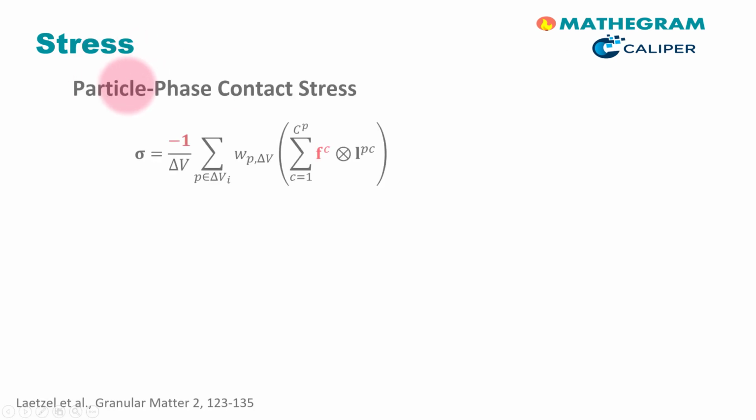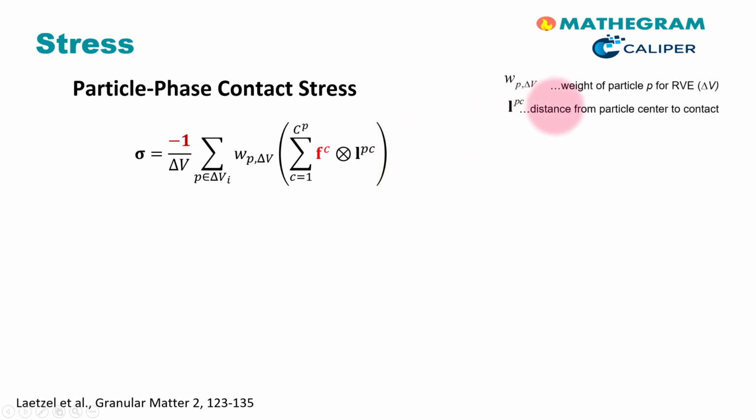So let us dive into how this can be done. You will see it is surprisingly easy. The particle phase contact stress is defined as a double sum. First, we sum over all contacts of a particle. Specifically, we sum the dyadic product of the contact force and the vector L superscript PC. The latter is a distance vector pointing from the center of the particle to the contact location.